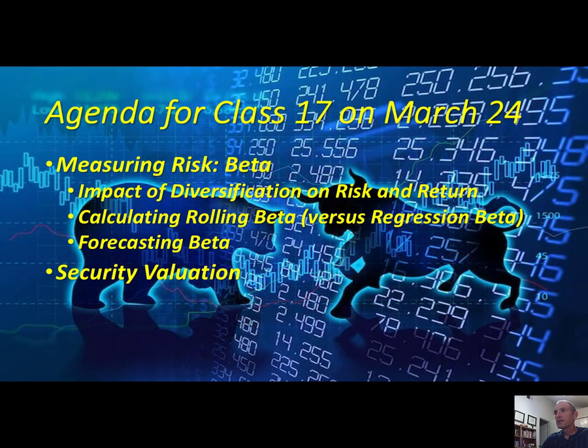Today we'll continue our discussion of beta. I want to give you just mathematically what beta looks like with some stocks so you can see the diversification benefit of unsystematic risk against several stocks. I want to show you how to calculate rolling beta, although there are several videos out there showing you how to do that, and contrast it to regression beta.